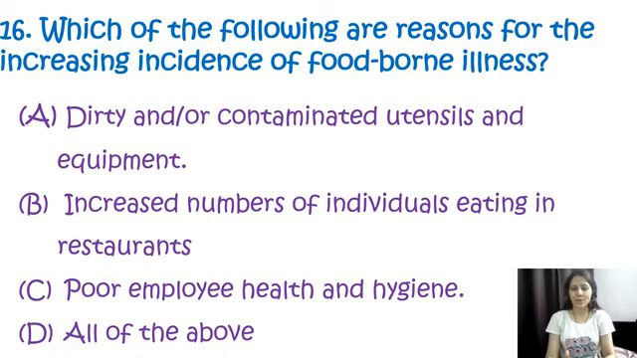Question number 16. Which of the following are the reasons for the increasing incidence of foodborne illness? Dirty and or contaminated utensils or equipment, this is correct. Next, increased number of individuals eating in restaurants, yes. And poor employee health and hygiene, yes. So over here my correct option will be D, that is all of the above.